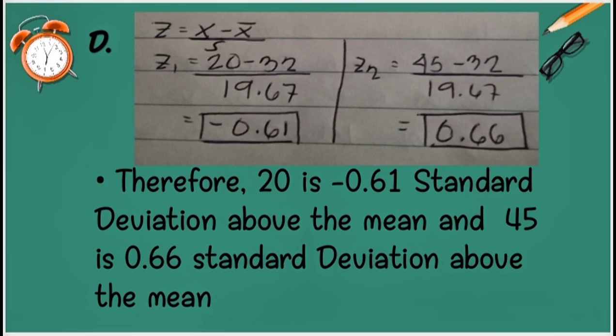I'm Shazel, assigned to solve the problems D, E, and F. So first we have letter D. The formula is z equals x minus x bar divided by the standard deviation. x is 20 and x bar is 32, and the standard deviation is 19.67, which will result to negative 0.61. That's the result of z1. For z2, 45 minus 32 divided by 19.67 will result to 0.66, same formula.